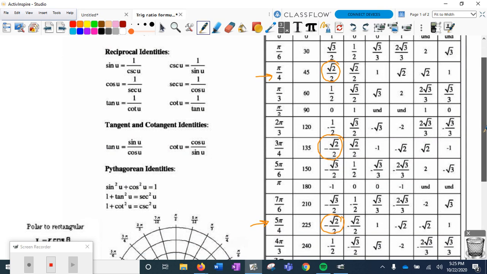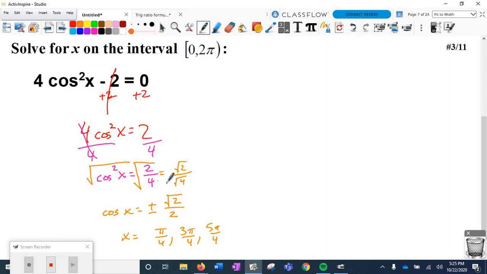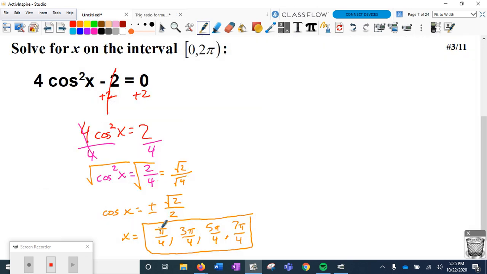Okay, let's go down a little bit more. Any more? Yep, there's a positive square root of 2 over 2. We're looking for the positive and the negative because we had to take the square root. Okay, so that's all of them. Again, we want to list them from smallest to biggest. Basically, if you go down this chart, it's already from smallest to biggest. So you just go down that chart.